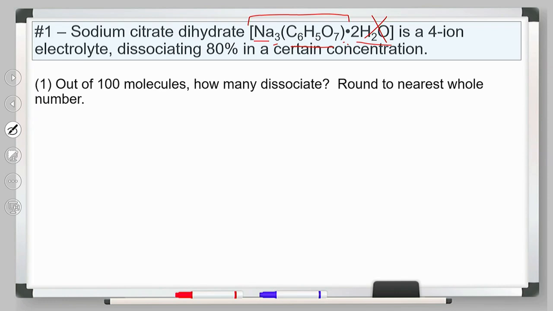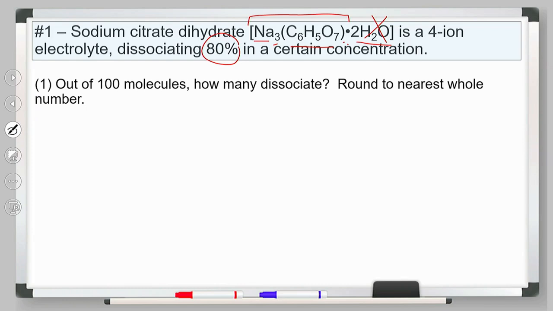So this question, these are simple little questions, but it has to do with this. If we had 100 molecules of the sodium citrate dihydrate, and 80% of those molecules actually dissociate into solution, meaning they split apart, they separate. And again, not all chemicals dissociate at 100%. Sometimes they stick together, they form little clumps and they don't dissociate. So again, if this chemical dissociates at 80%, if we had 100 molecules, how many would dissociate?